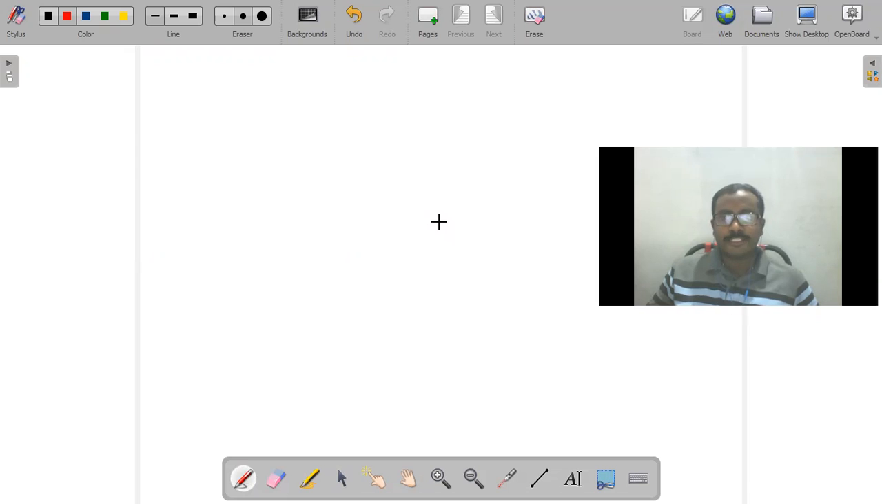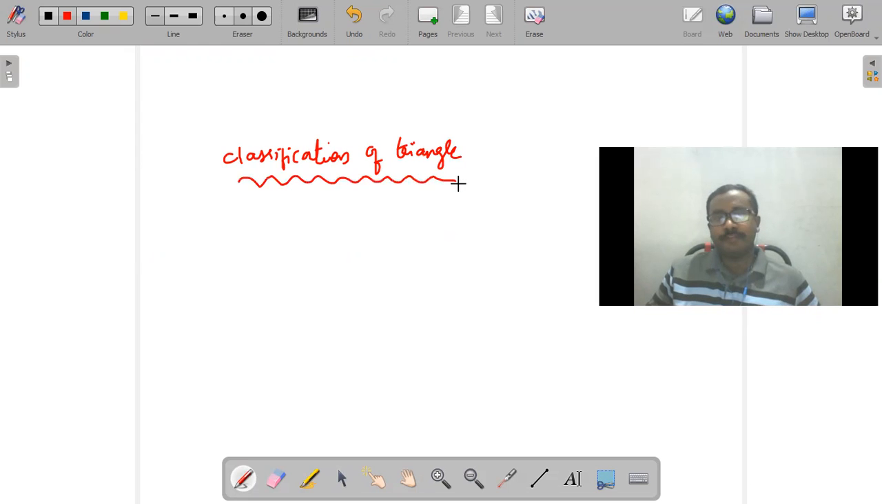Today we are going to discuss the classification of triangles. A triangle is a three-sided closed figure. Based on the triangle, we have different classifications. To find which type of triangle it is, we divide them into two parts. The first one is side-based triangle, and the other is angle-based triangle.